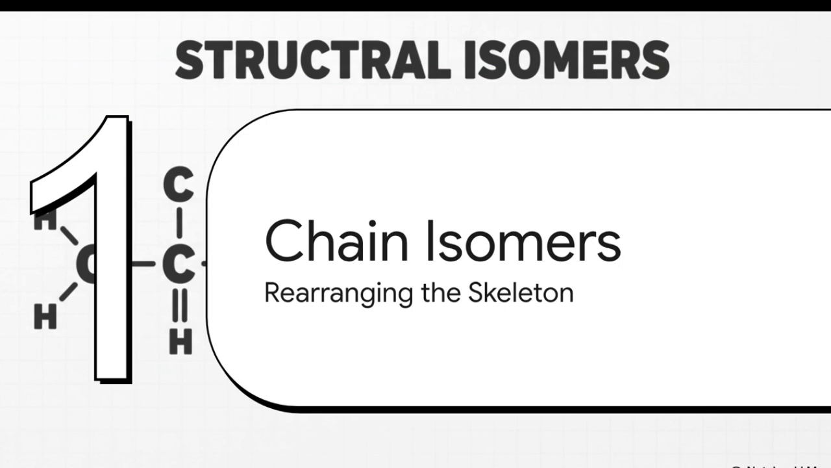So let's talk about our first type, chain isomerism. Just like the name says, this one is all about changing the main carbon skeleton. We're literally going to take the same atoms and just rebuild the main chain itself.